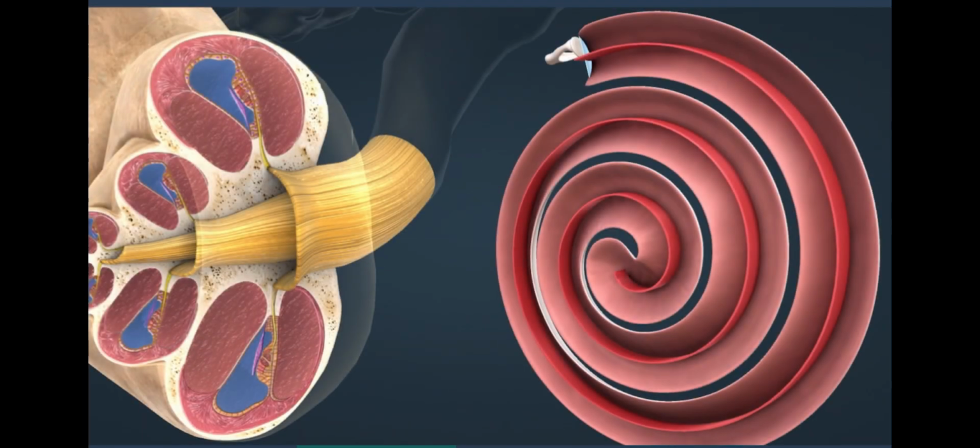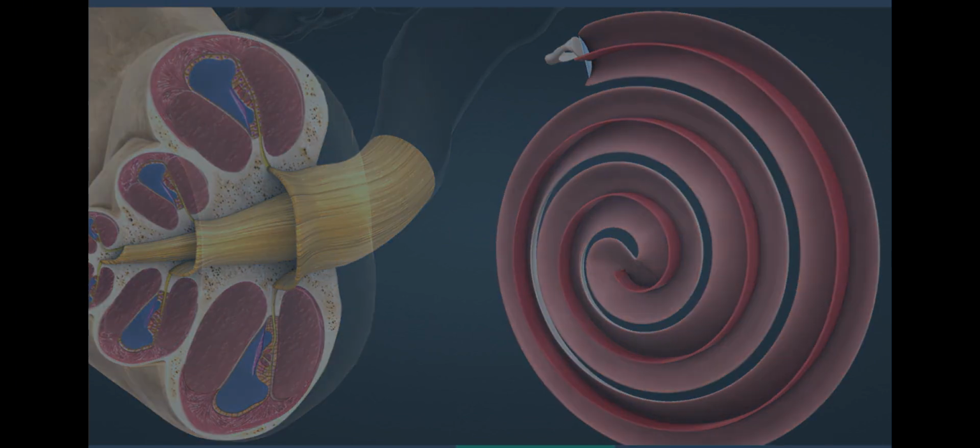4. The cochlea and hearing. The cochlea is a spiral-shaped, fluid-filled organ. Inside it, tiny hair cells, stereocilia, detect sound vibrations and convert them into electrical signals that travel via the auditory nerve to the brain.